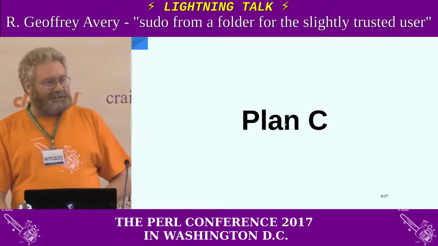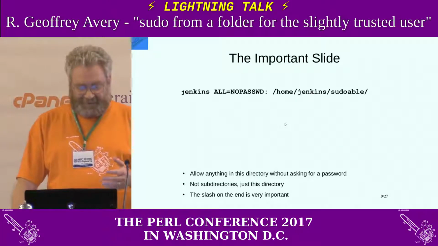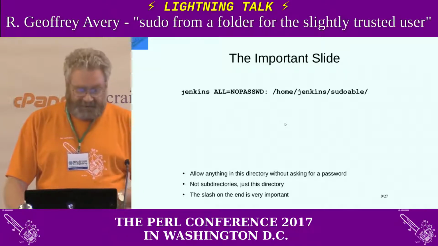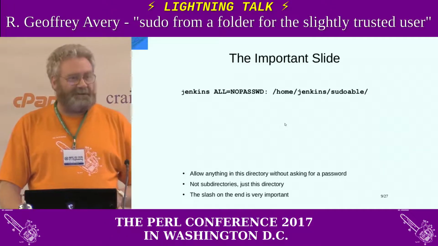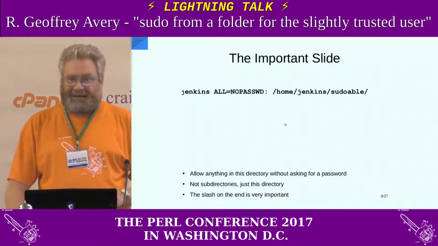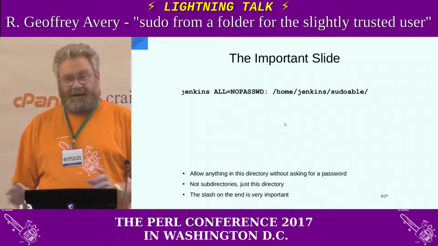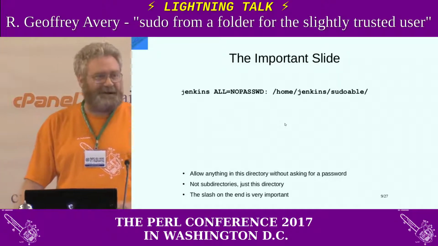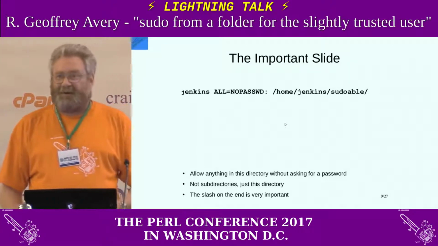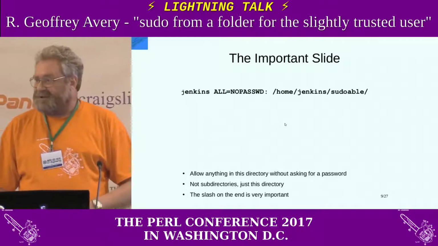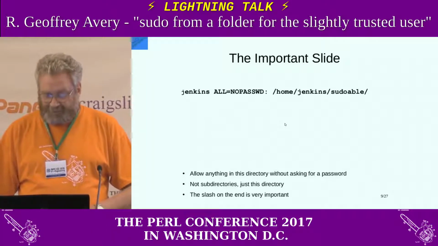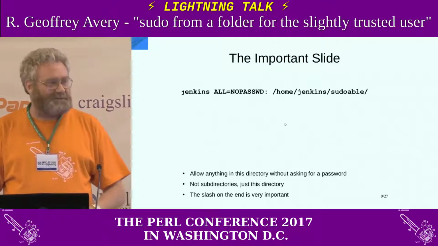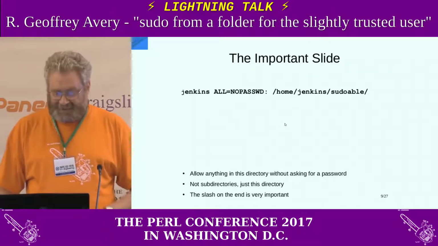It turns out that if you say in there a directory name with the slash on the end, this Jenkins user now, without a password, can run any executable command in that directory. Can't do anything in subdirectories, can't do anything in parent directories, but if you put it in that directory and make it executable, he can run it with full power, and that's what you need to make it work. So that's the important slide. If you forget everything else today, that's the one to remember, and remember the slash on the end is important.